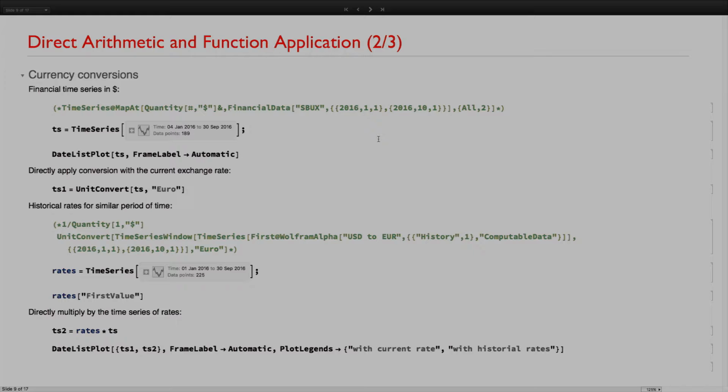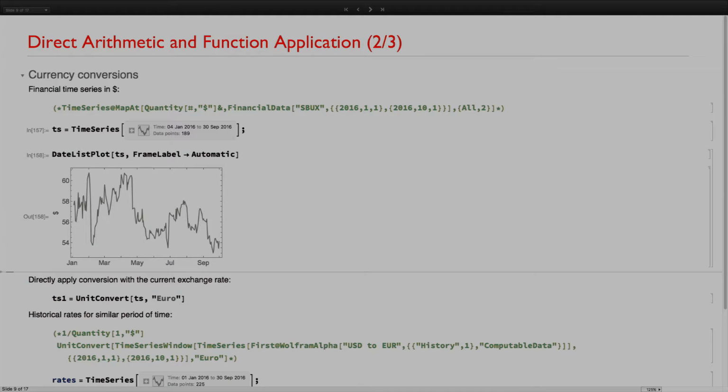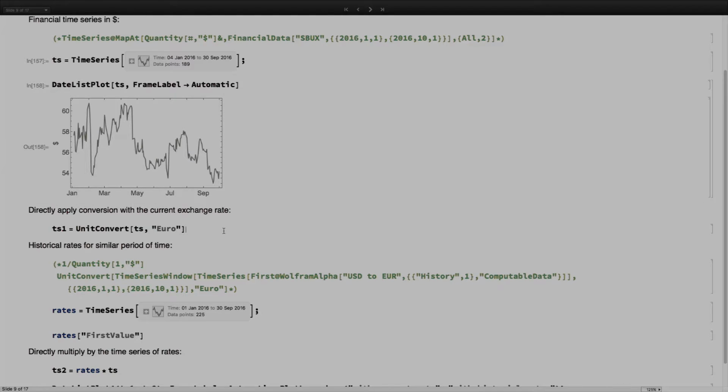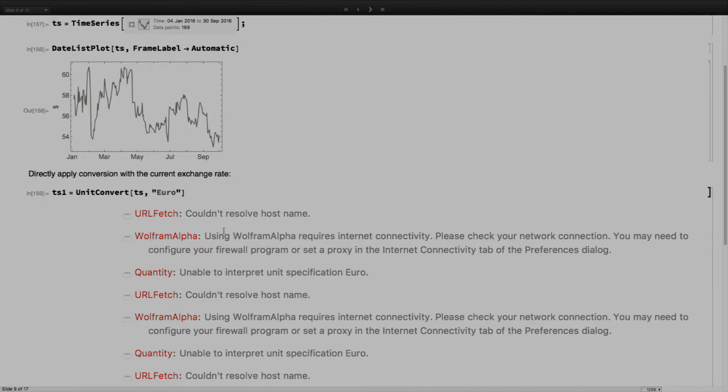Okay. Second example for this type of manipulation is I have a financial time series in US dollars, and again in the comments is the way to get this data. This is Starbucks stock prices that I wrapped already in quantities. So we have dollars. Now what I would like to do is to know how much this is in euro. If I apply unit convert to euro, it's going to pull the current conversion rate.